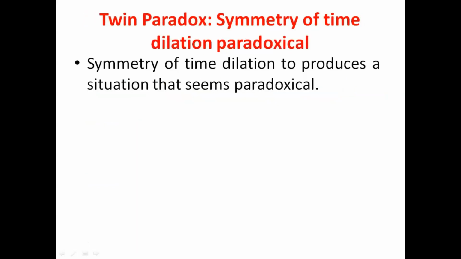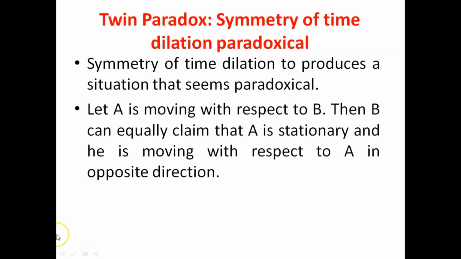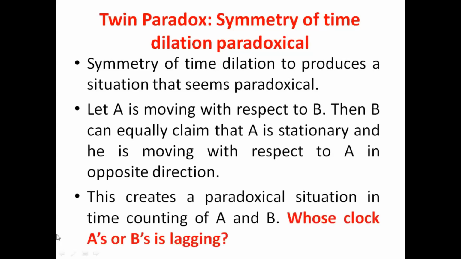Symmetry of time dilation is paradoxical. Let A be moving with respect to B, then B can equally claim that A is stationary and he is moving with respect to A in the opposite direction. This is the basic theme which, when explored with Lorentz transformation equations, leads to a claim that a moving observer can equally claim the other one is stationary and the moving clock is dilated, running at a slower pace. This leads to a paradoxical situation.